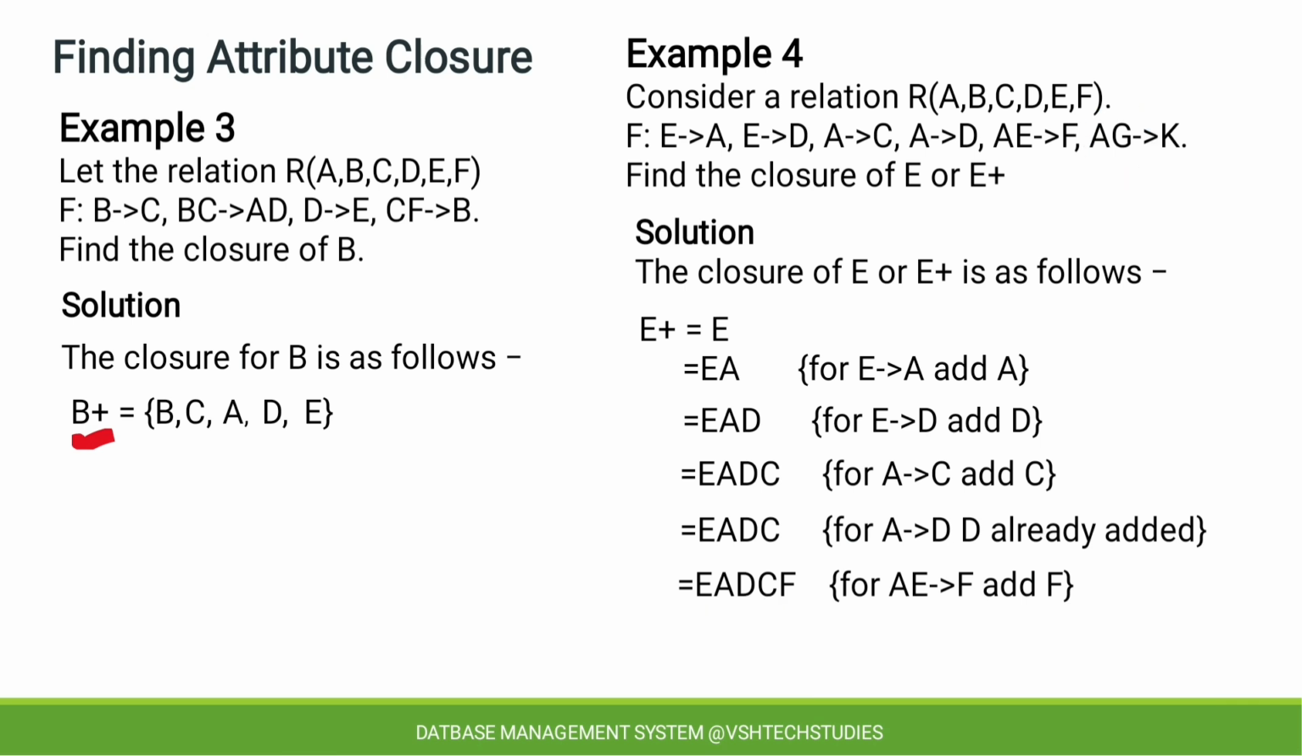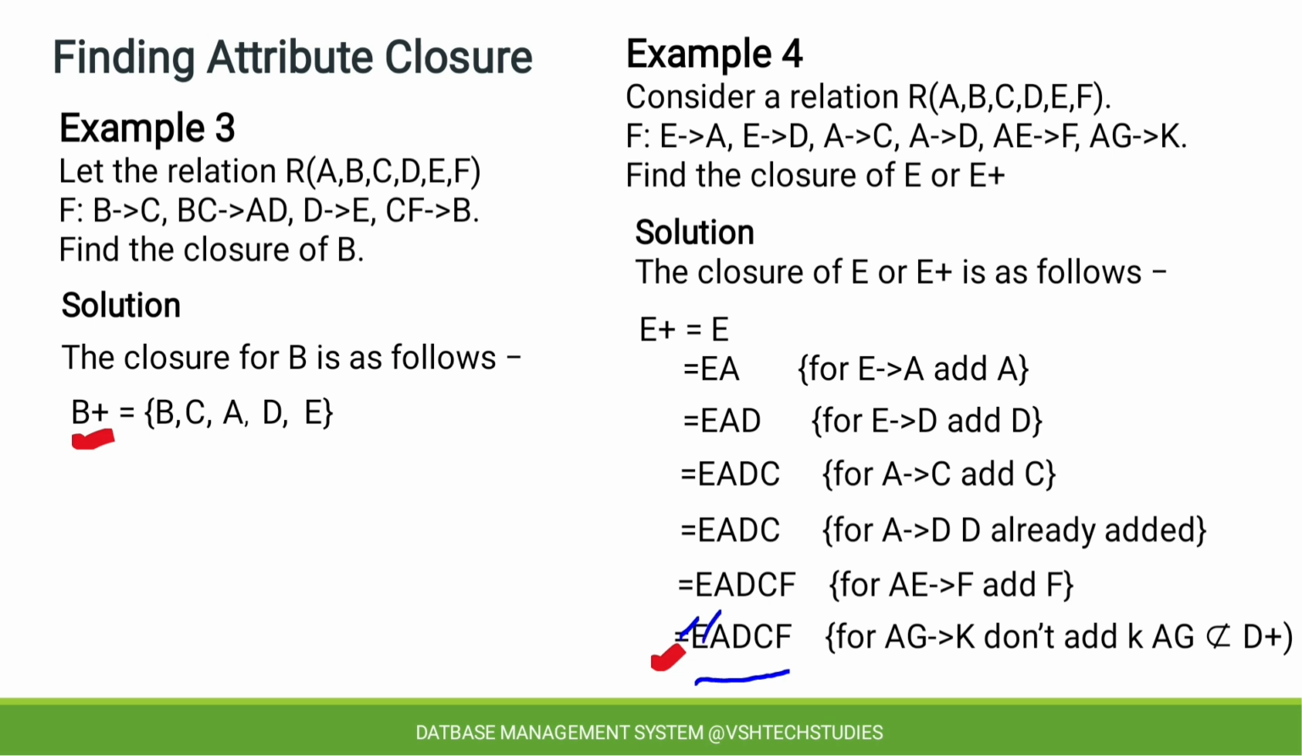So finally, closure of E, that is E plus, is the set of attributes E, A, D, C and F.